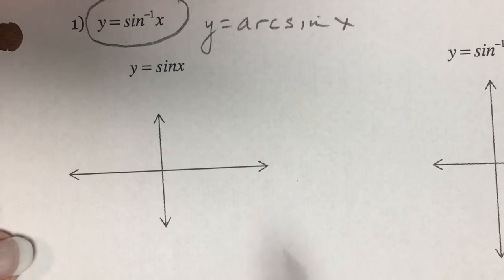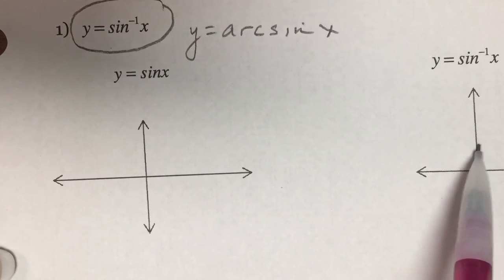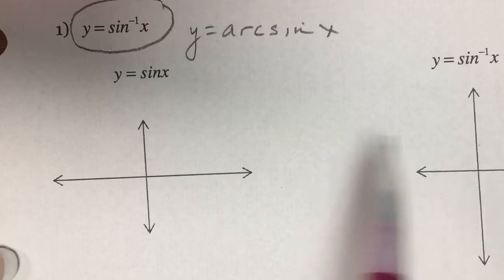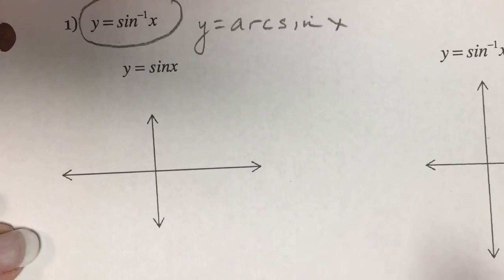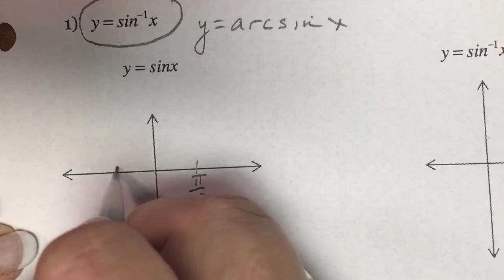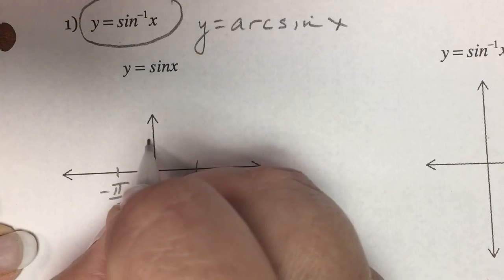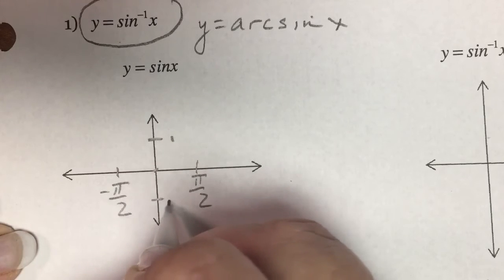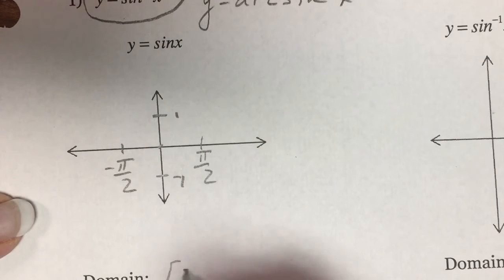Okay, so we're not going to do the inverse quite yet. We're going to save that for the second graph over here. So if we graph our sine function with our restricted domain, we're going to go from negative pi halves to positive pi halves. And this is going to be 1, and this is going to be negative 1. So you can see our domain is from negative pi halves to positive pi halves. That's our restricted domain.